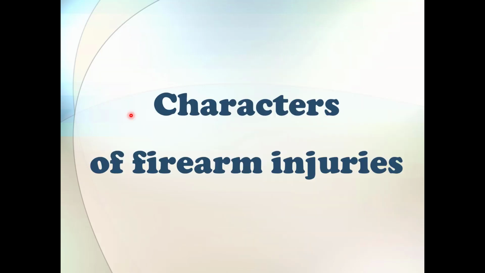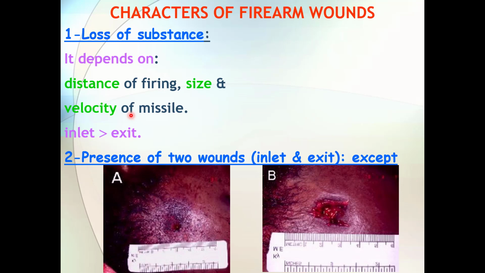What are the characters of firearm injuries? The characters of firearm injuries include loss of substance. It is very important, no exceptions for loss of substance. It means all tissue passes, all tissue is absent, and it is never found. It depends on the distance, size, and velocity of the projectile. Loss of substance is more in the inlet than the exit.